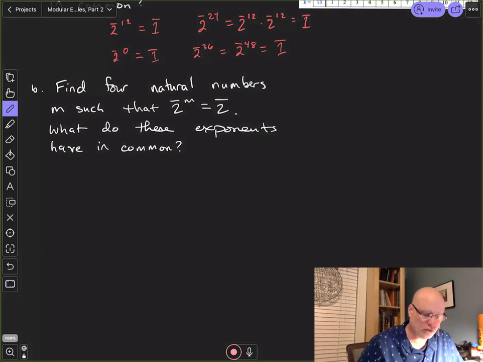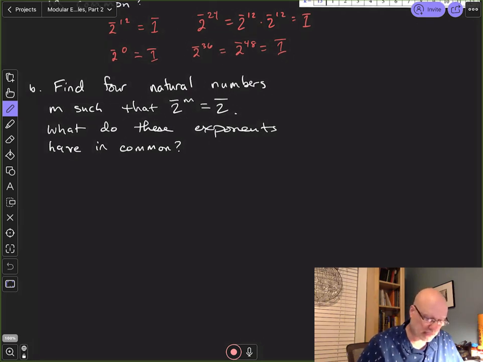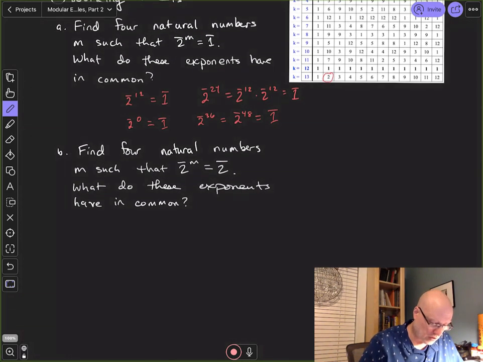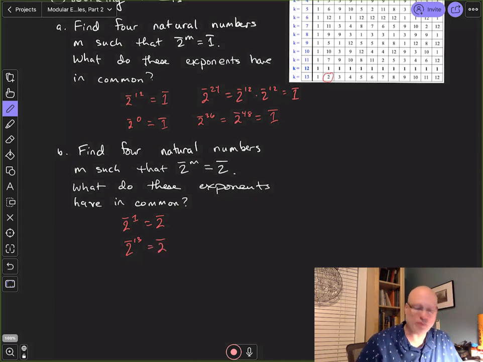And so if I look at the next one, what if I want to find values of natural numbers m where 2 to the m equals 2? Well, looking at my table again, I notice it's happening here at 13, and that means it's happened at 1 as well. So 2 to the 1st is going to be 2. 2 to the 13th is 2. And because of the way these repeat, the other values we can look at are going to be 25, because I'm going to see those values repeat every 12, then 37, 49, and so on.